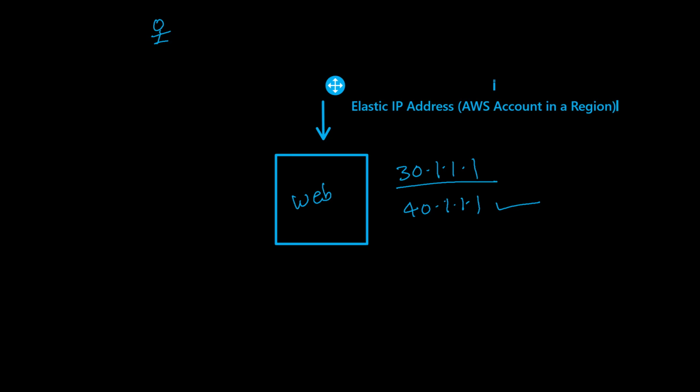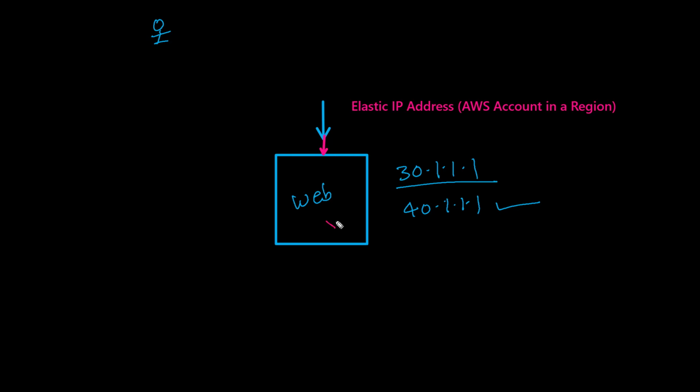So in a region, in an account, you would be asking for an elastic IP address. AWS will give you a specific IP address from the pool it has available, and that would be associated with your account. Once you have that IP address allocated, you can later associate it with the instance of your choice.